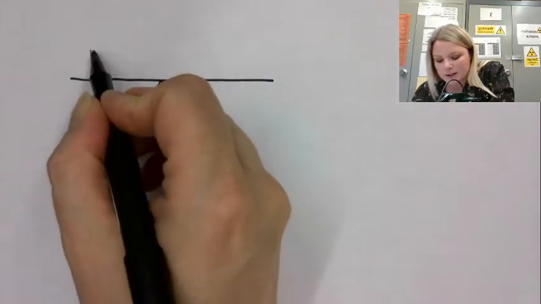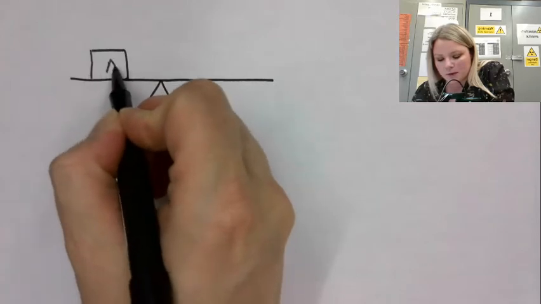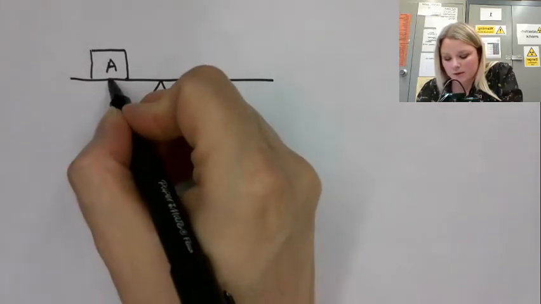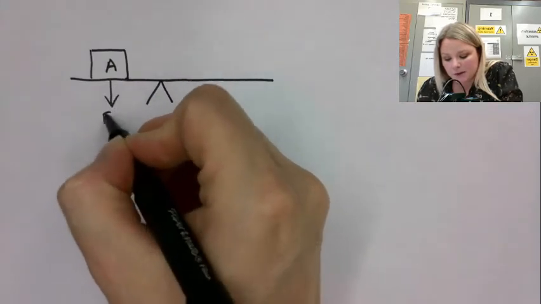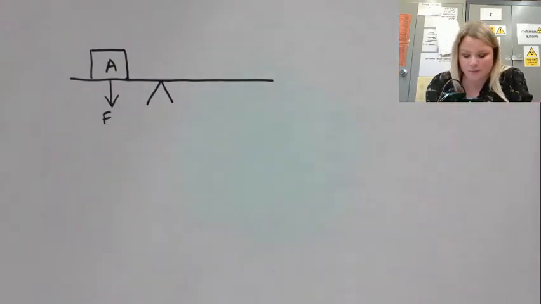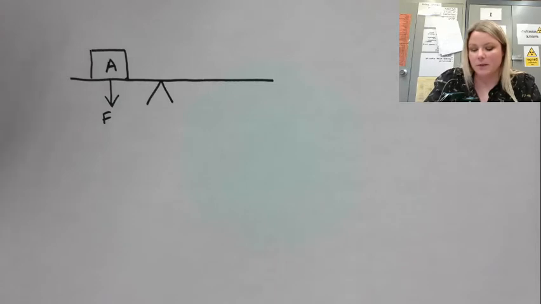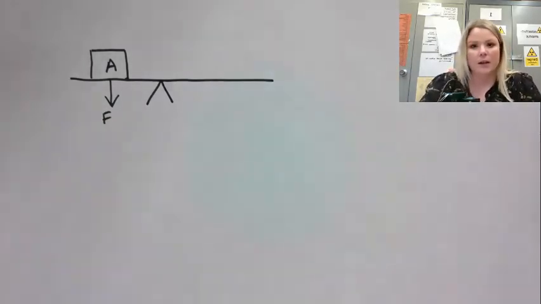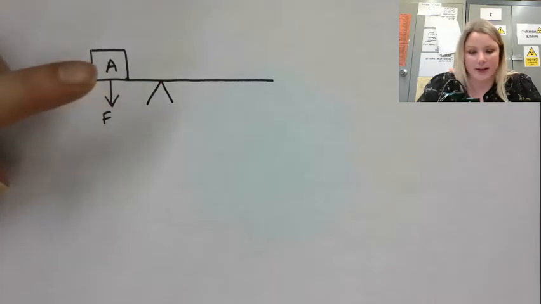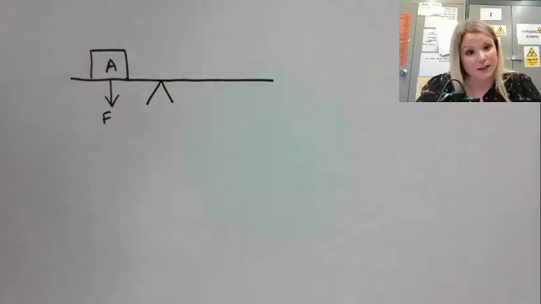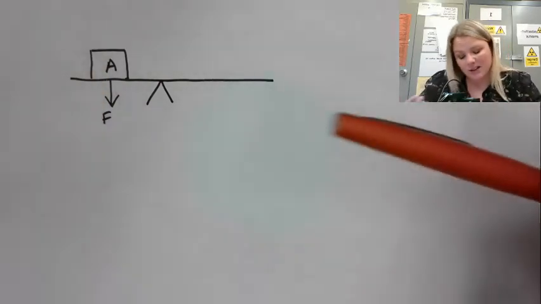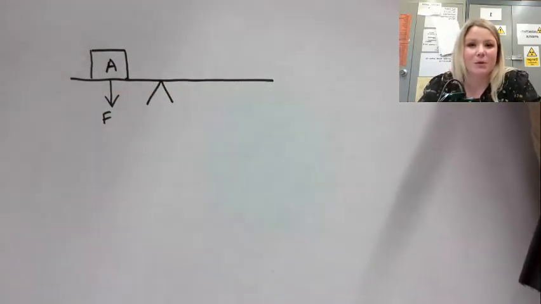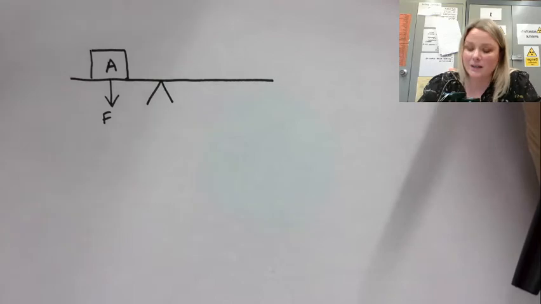So say I set something, a box A, on my lever. It's going to have a weight, and that weight will be a force. Weights are forces. So if I was to set this on my seesaw, well, we all know what's going to happen. It's going to rotate. So the force being set on a lever creates a turning effect, and that's going to make that rotate. And we would say that it's going to make it rotate clockwise or anti-clockwise.